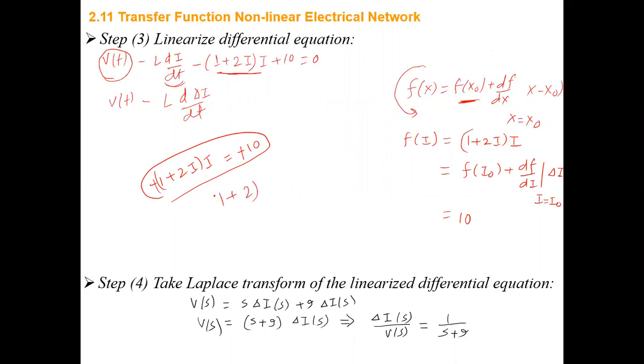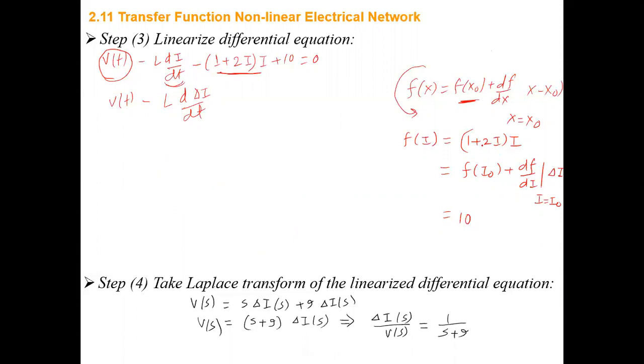So 2 times... So what is this guy? 1 plus 2 times 2 times 2, which is 1 plus 4 times 2 equals 5 times 2 equals 10. See? Because we got it from there, so you should get that. We checked, it did work. So f(I zero) is 10.